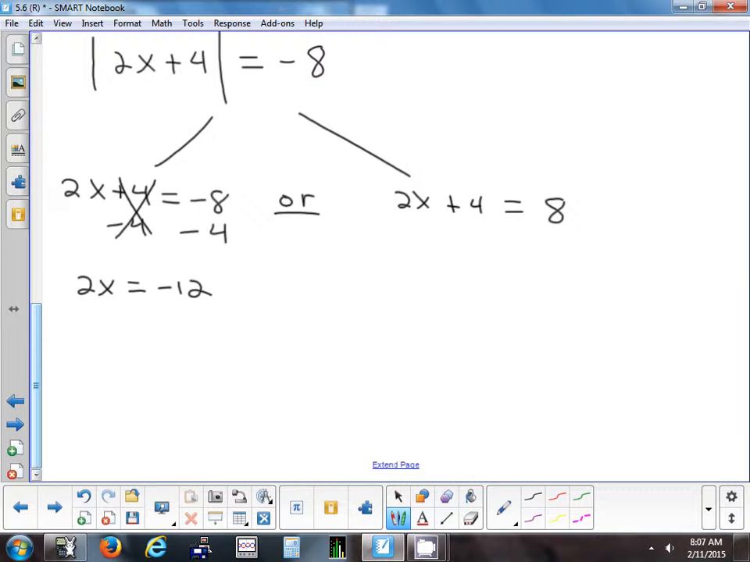Plus 4 minus 4 cancels out. And negative 8 minus 4 is negative 12. And then we'll divide each side by 2. 2 divided by 2 cancels out. We get x equals negative 6.